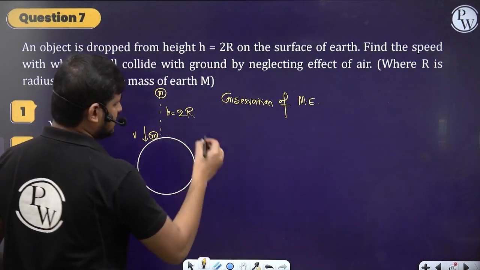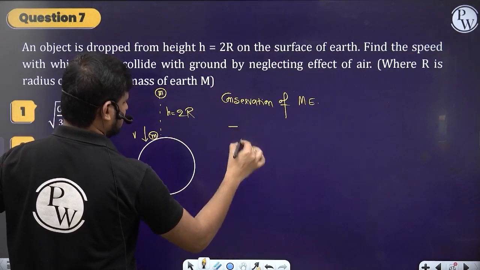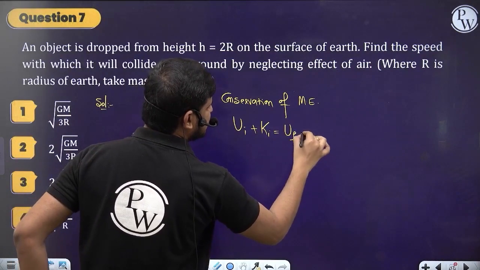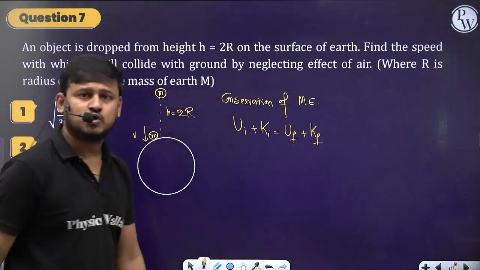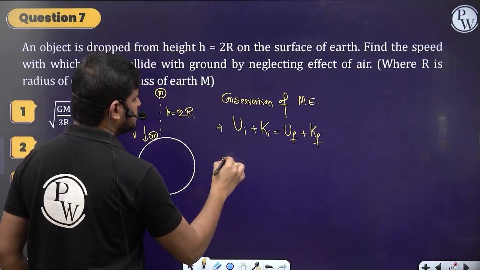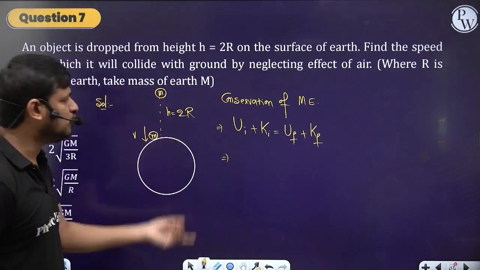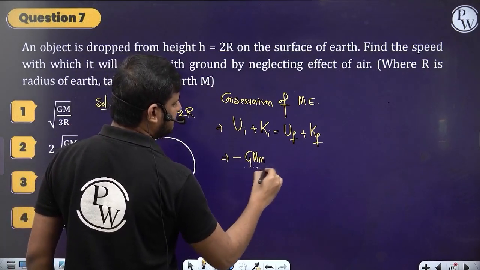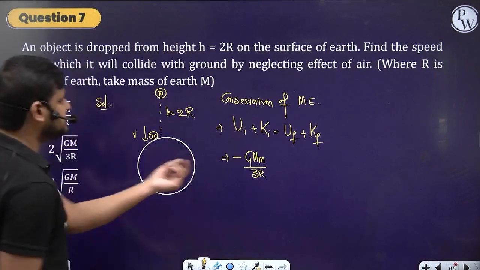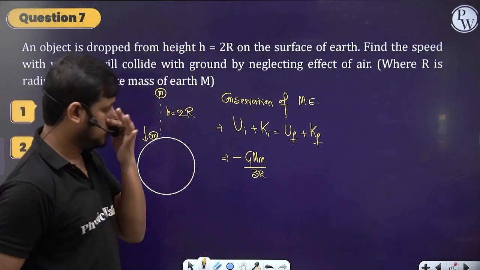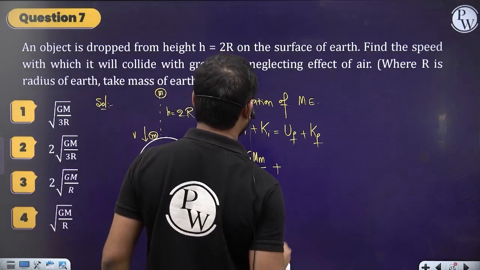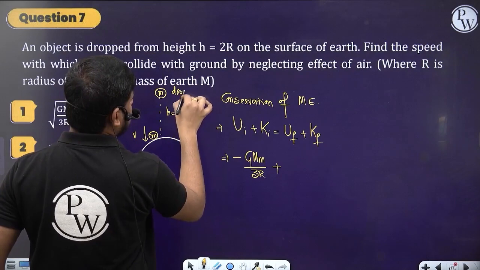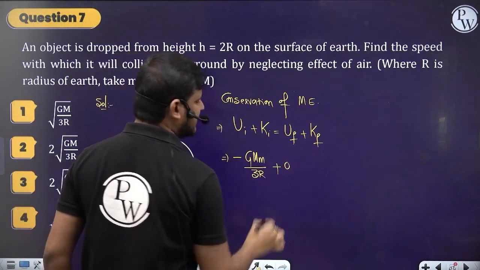Let's write initial potential energy plus initial kinetic energy equals final potential energy plus final kinetic energy. So what is the initial potential energy? When it is placed at a distance h equals 2r, the initial potential energy between these two masses will be minus GMm by 3r. Let's write it in capital G M because the options are in capital GM. Then plus the initial kinetic energy. Initially it is dropped, so its initial velocity is 0, so the initial kinetic energy is 0.